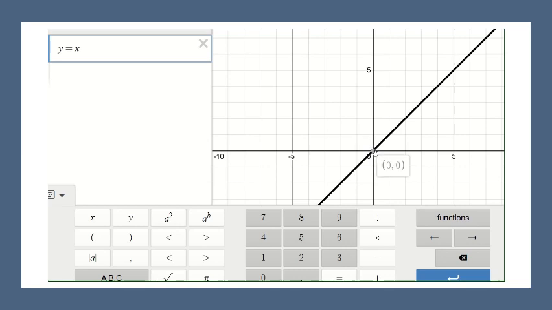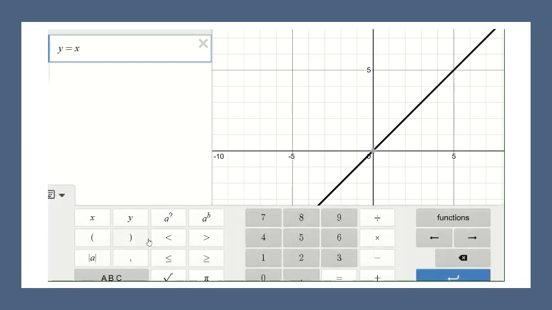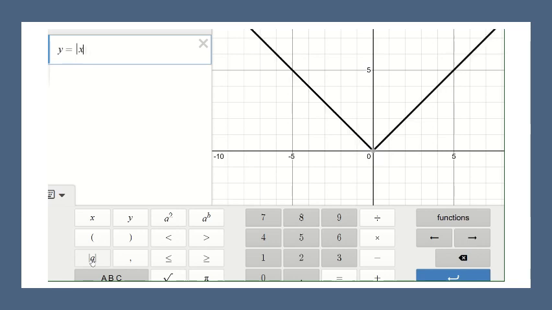So here we have just the basic line, y equals x. You've seen this before. It's just a straight line, y equals x, and you get all the points (1, 1), (2, 2), because y equals x, right? The y coordinate is equal to the x coordinate every time. All right, so what if I change this? I'm going to make this absolute value of x, and let's see what that looks like.